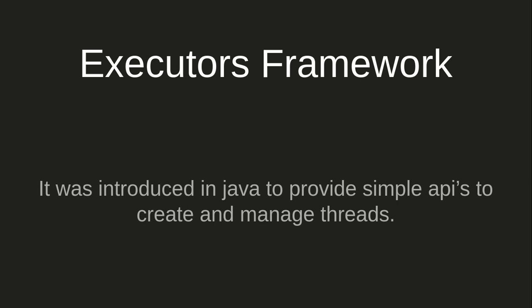Now, the executor framework, as I told you, was provided in Java to provide simple APIs to create and manage threads. By that I mean you need to create a thread, you have to make sure the execution of those threads is happening properly, and you will have to make sure that whenever a parent thread needs to wait for the child thread to complete, you don't have to write those boilerplate codes. You can use simple methods of the executor framework.